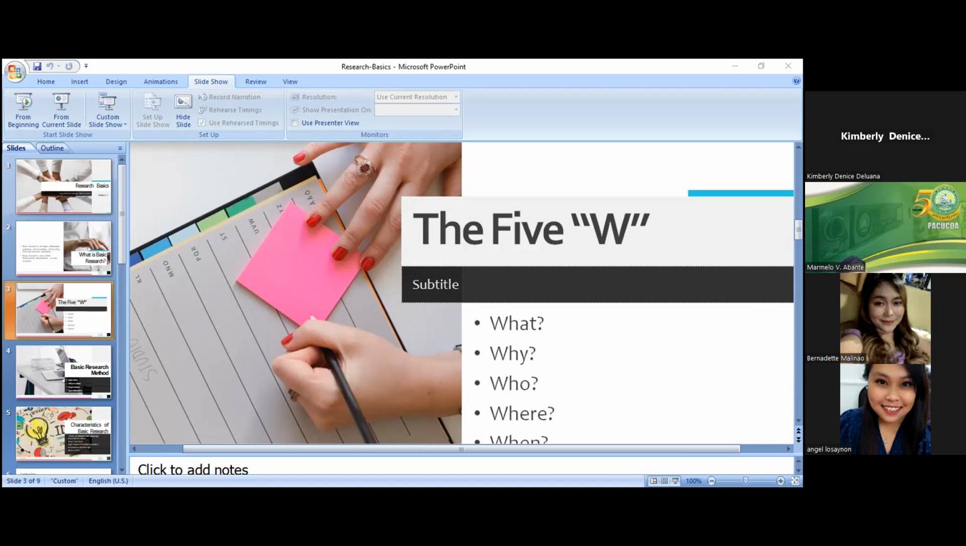Then before din tayo mag-start ng research, dapat alam din natin kung saan tayo magkakandak ng research. Then, kung pwede din ba tayo mag-conduct ng research din sa place na gusto nating pag-surveyan. Then, last is when. When are you going to do your research?